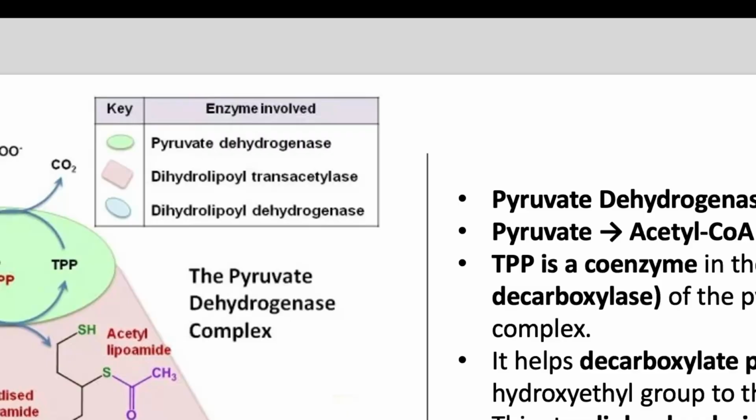Similarly, in alpha ketoglutarate decarboxylation also, TPP is the coenzyme. This step links glycolysis to the Krebs cycle, supplying acetyl-CoA for entry into the cycle. So this is something which is above the Krebs cycle, which is feeding into the Krebs cycle. So this is also known as the link reaction, conversion of pyruvate to acetyl coenzyme A, so that acetyl coenzyme A can now enter the Krebs cycle.